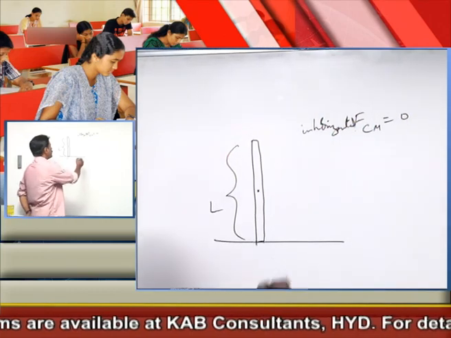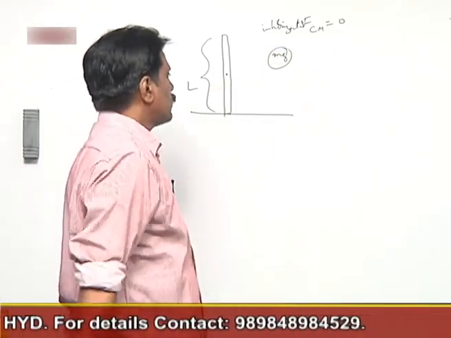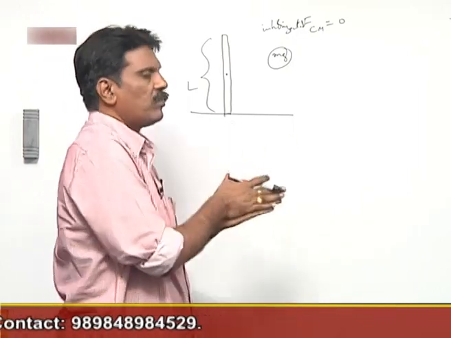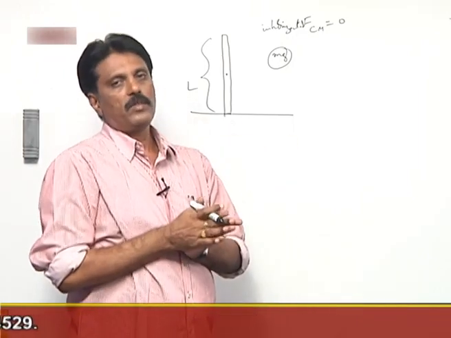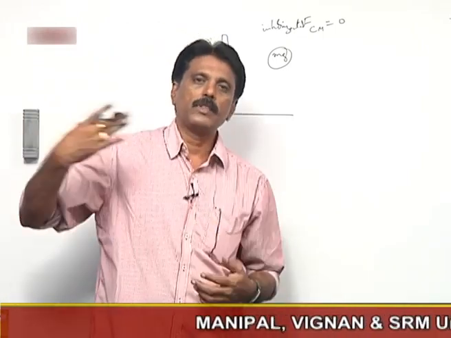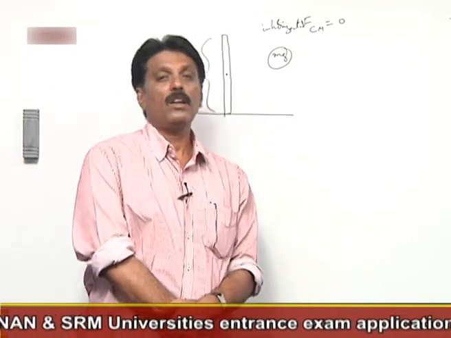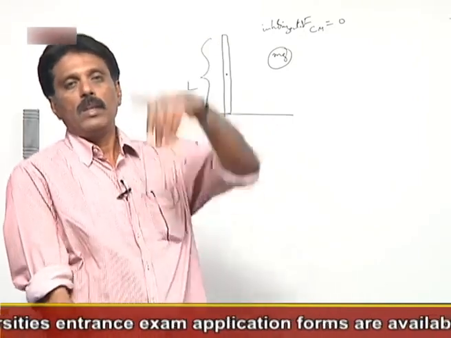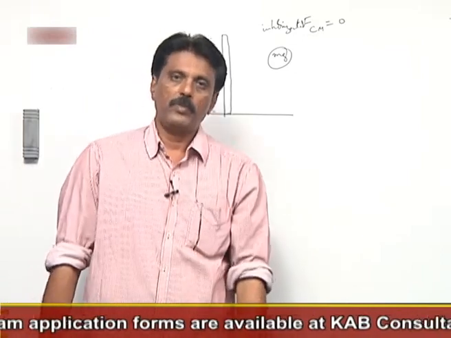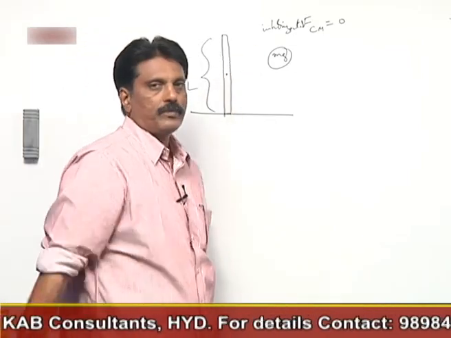In the vertical direction, mg will act. mg will act at the center. So the only force acting on the center of mass is mg, the external force, which is acting vertically downwards. There is no force in the horizontal direction, so we won't expect it to move in the horizontal direction at all. We expect it to move in the vertical direction only. Therefore, the center of mass motion should be along a straight line.